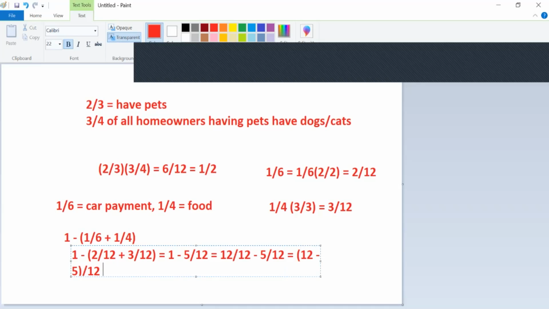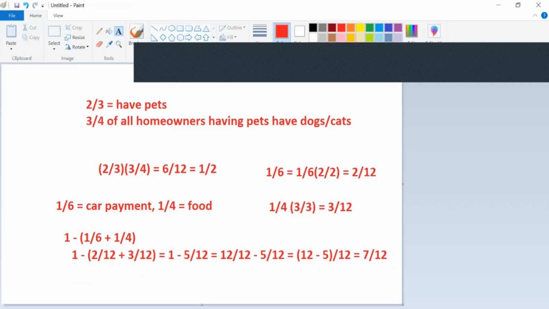Divided by 12, which is equal to 7/12, right? Yep. So in the grand scheme of things, that's the whole problem right there. 1 minus 2/12s minus 3/12s, 1 minus 5/12s, which is equal to 12/12s minus 5/12s, which is equal to 12 minus 5, which is equal to 7/12s. Boom, there's your answer.